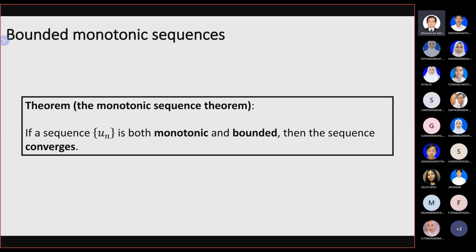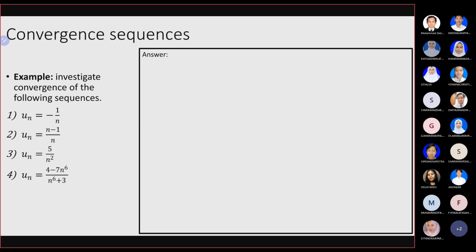And the consequence is that if we know that the sequence is both monotonic and bounded, then the sequence converges. Well, this is just for your information. Let's try to investigate the convergence of some sequences.